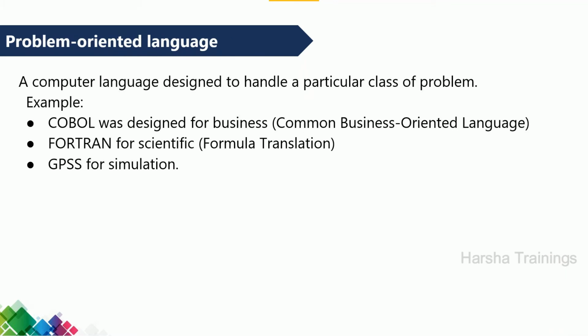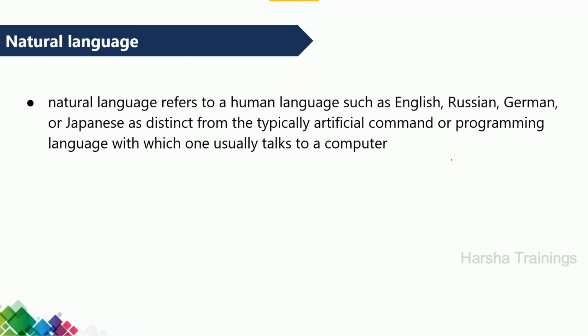Next, this is problem oriented. The name specifies we are writing a class only for solving a problem. The most important problem oriented language is COBOL. COBOL is mainly designed for business. For example, if you want to design for a single application, we are using COBOL like this. And finally, what is the natural language? Our natural language, suppose English, Russian, German, whatever language we are speaking, that is called natural language.